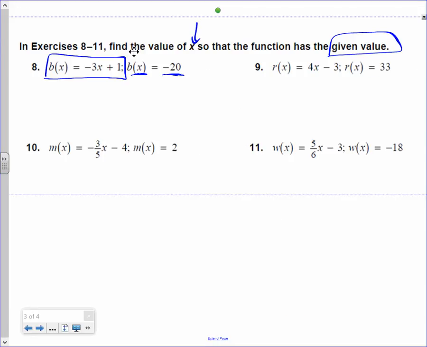So notice here, they're giving me the output. I'm going to write output just to remind yourself in your notes. Remember, these are your notes. You're not turning these in to me. So I'm going to write the output as negative 20. So what would be the input?